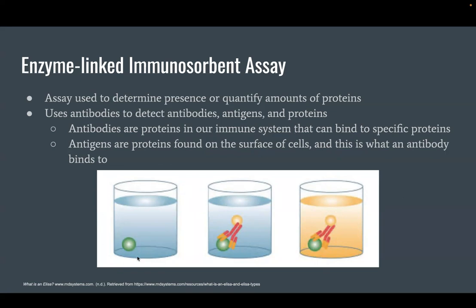So this first well here has the molecule that we're looking to detect in green. And then the second well is when you add the antibody. And this antibody is the orange and pink Y-shaped thing here. It's going to bind to the protein that we want to detect. And in the third well, you add a substrate, and this substrate is going to react with the enzyme that is attached to the antibody to cause a color change reaction. And that's how we'll know if the protein we're looking for is present in our sample.